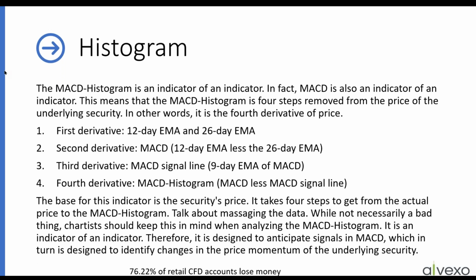is 4 steps removed from the actual price of the underlying security. And that's good, because the farther we get from price, the more reliable the indicators are. Because if we're using something very close to price, keep in mind, every indicator out there only has 5 things it can use. Does anybody know what they are? Every indicator basically in the world uses the open, the close, the high, the low, or volume. That's it.